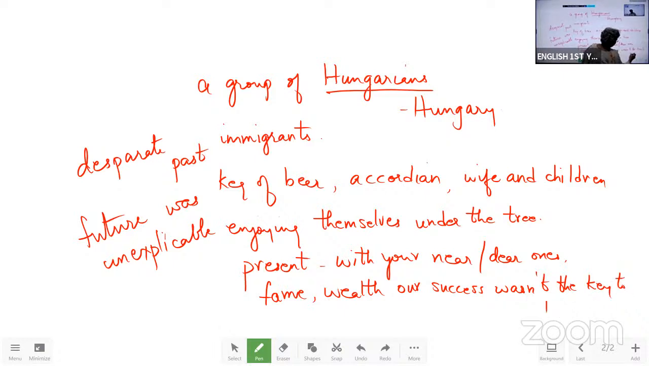Wasn't the key to happiness. So this is the poem of happiness written by Carl Sandburg. Once you know the theme of the poem, children, it is very, very easy for you to write it in annotations or question and answers that is asked.